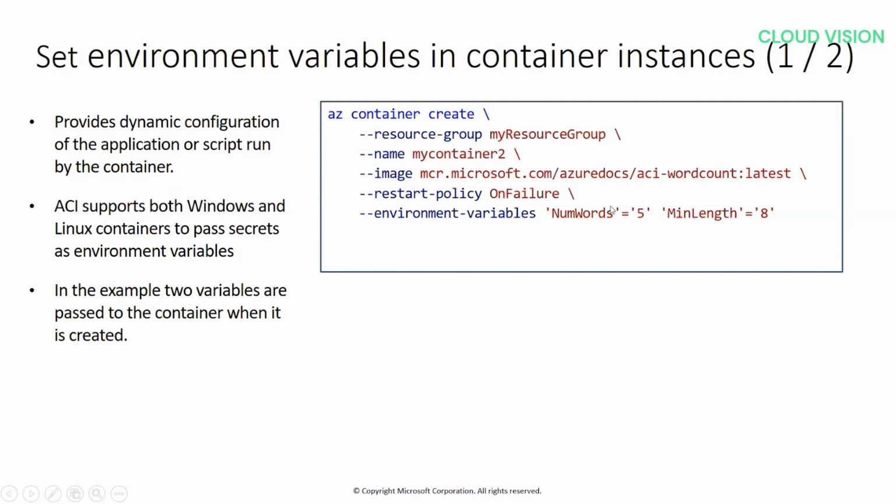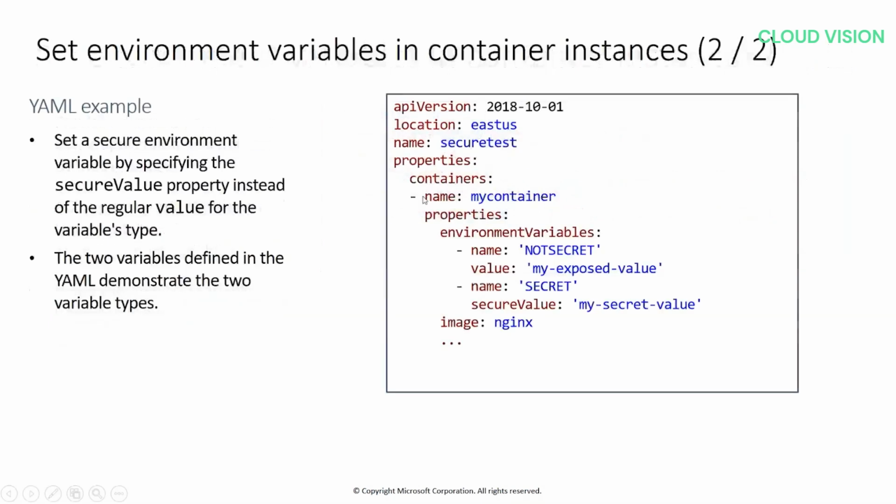So we have another option to store this information in a secured way. When I'm storing the value in environment variables, I will specify it as a secure value. You can see the first is non-secret, with its value. The second one is a secret, so we are not using the value keyword, we are using secure value. It means that this information will be stored in an encrypted format. If you go to the properties of a container, you can see not secret and secret.